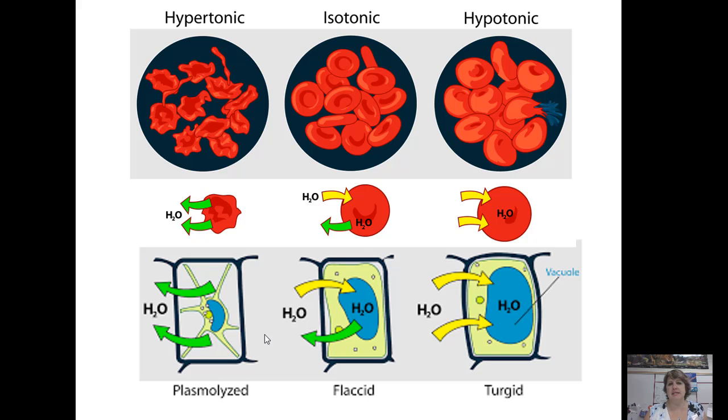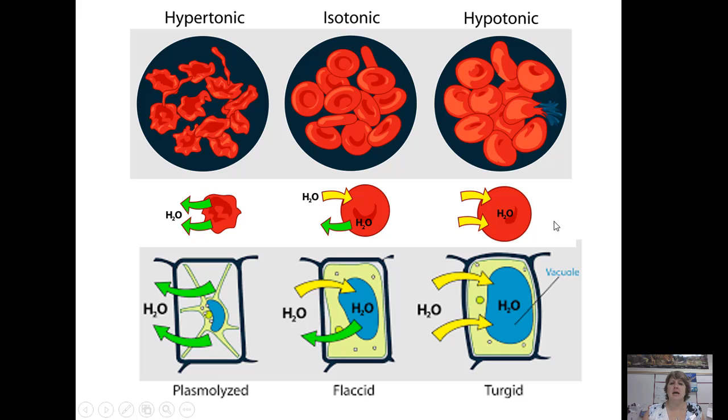Now, if a cell was placed in an isotonic solution where the water concentration is the same in the exterior environment as it is on the interior, water would still leave the cell, but it would also come into the cell. So it would go in and out in a nice, even, equal balance. And you would have nice, normal, healthy cells in an animal cell. In a plant cell, we would still not be super full. So we actually call this being flaccid, just normal and regular.